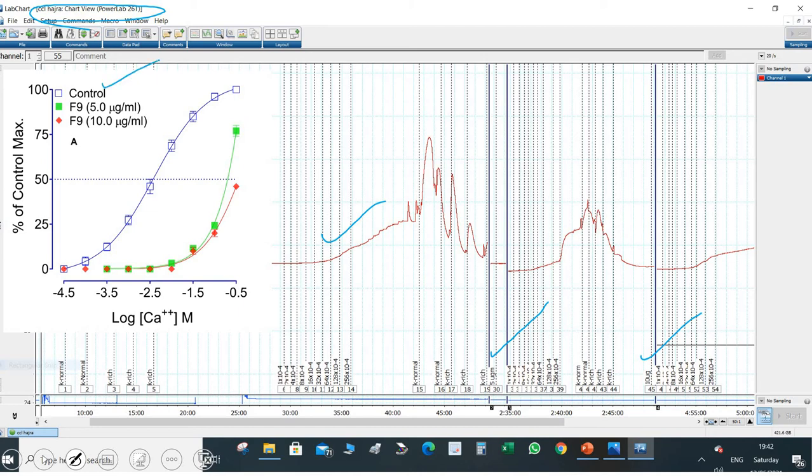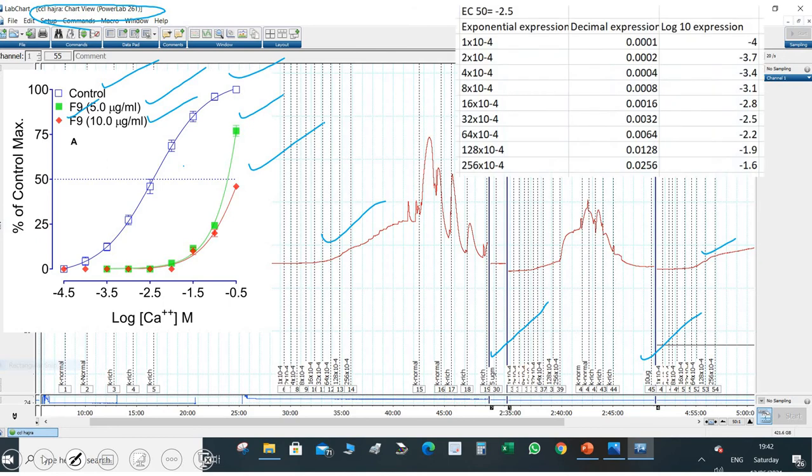Blue is the control, and this is in the presence of 5 microgram, and this is in the presence of 10 microgram of F9 molecule. So these are being plotted in GraphPad Prism, and you get a graph like this one.